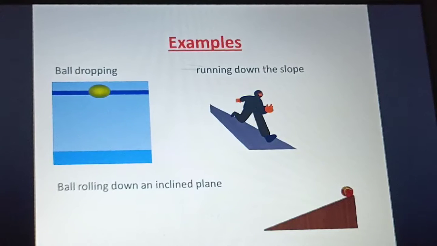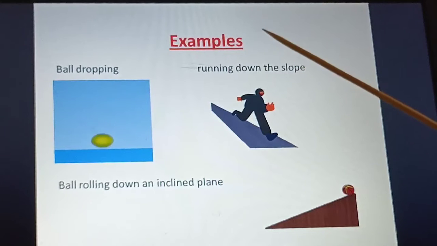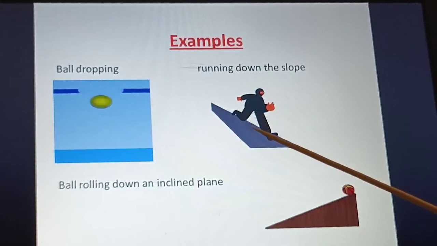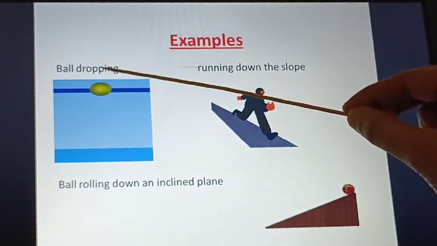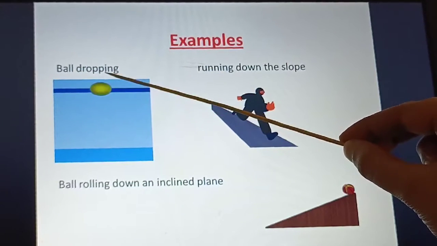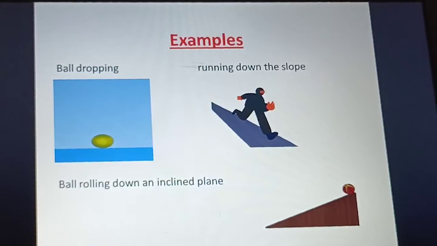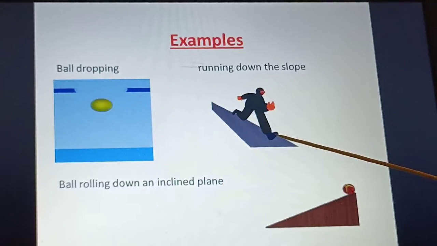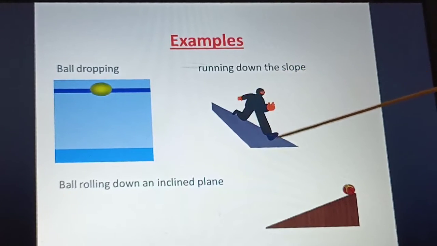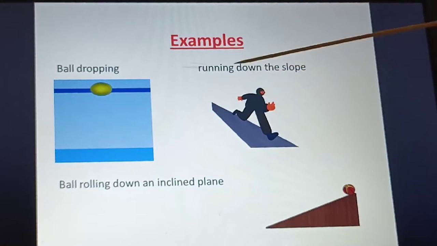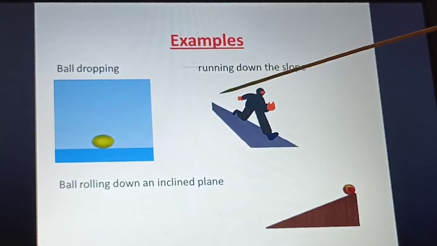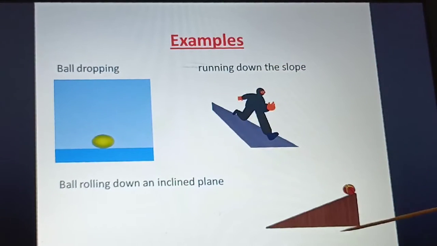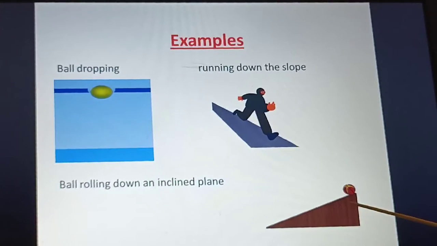For example, consider the examples here. First, a ball is dropping. If you consider this is the point A, from point A the ball is dropping down. The second is running down the slope. You can see the slope, so the person runs, or maybe if you consider cycling. Then the third example, rolling down an inclined plane. The ball is rolling down an inclined plane.